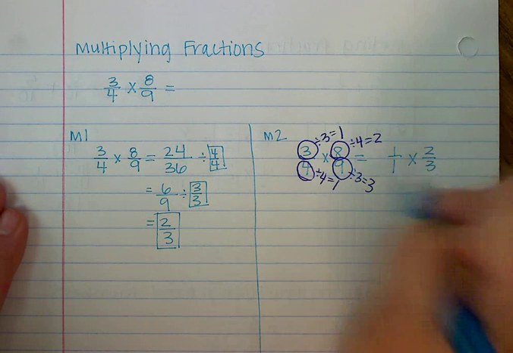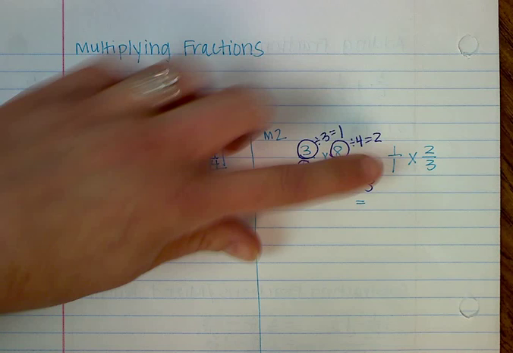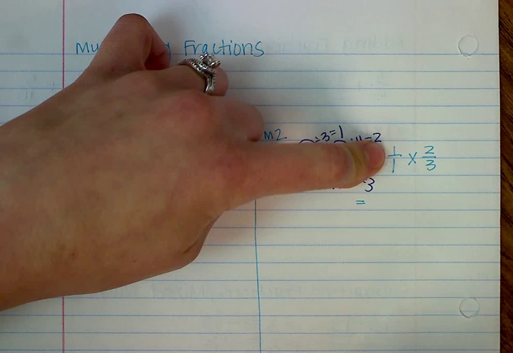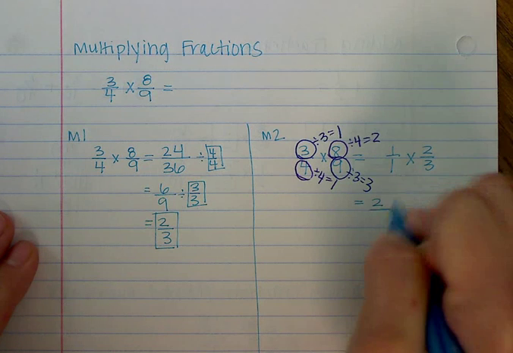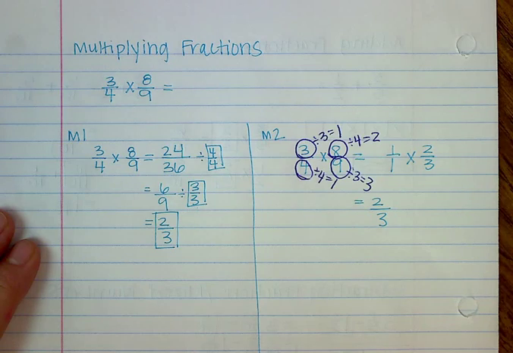So I'm going to line up my equal sign, even though it's kind of messy. So then I'm going to multiply my numerators and multiply my denominators. So I have 1 times 2 is 2, and 1 times 3 is 3. So my answer is 2/3.